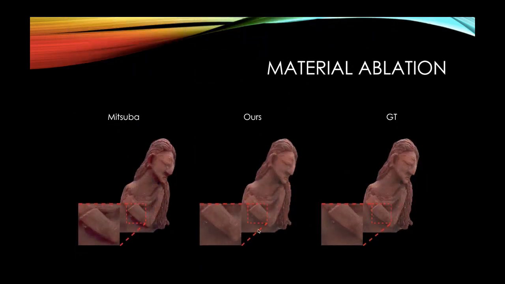We also see these visual artifacts in another dataset, the woman statue dataset, where you can see under the arm and near the ear there are purple artifacts which are not present in ours and the ground truth.